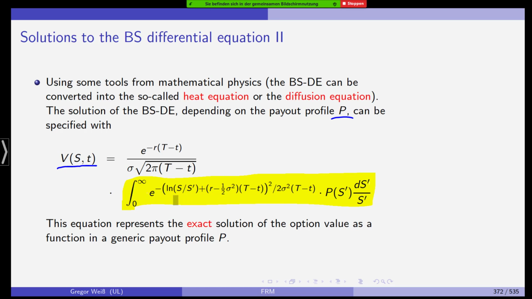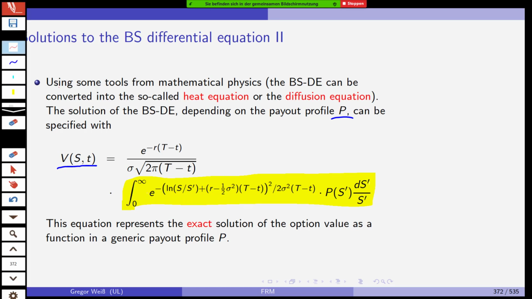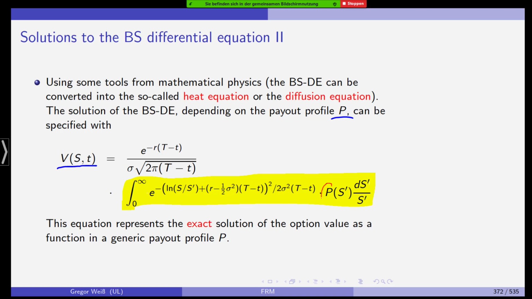Now, depending on P here, P decides whether this integral can be solved, whether you can integrate this function or whether you cannot analytically.